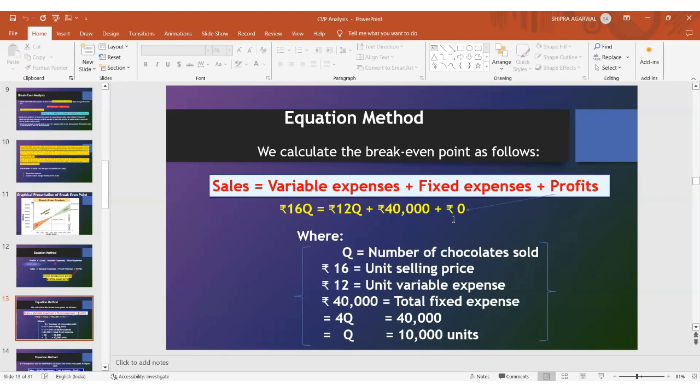I have taken a hypothetical example where sales is equal to 16Q. Now what is Q? Q is the number of chocolates sold. So I'm talking about a business selling chocolates. Variable expenses are 12Q, again 12 into the number of chocolates sold, where 12 is the unit variable expense. Fixed expenses, which are constant, I've taken as 40,000. And profits, as I told you, are zero at this level.